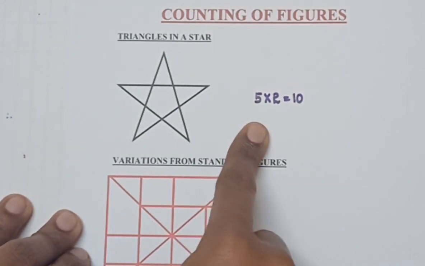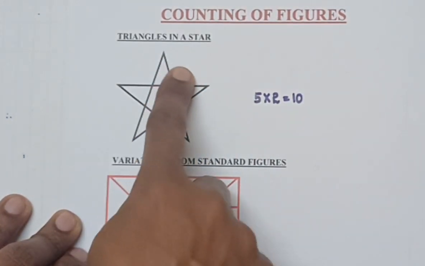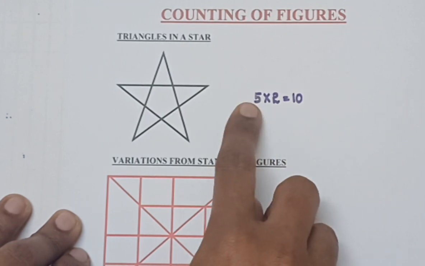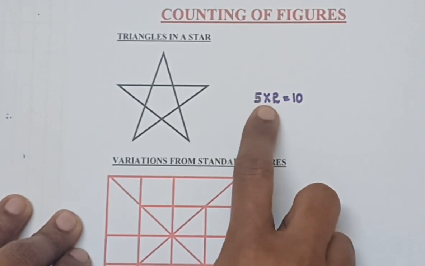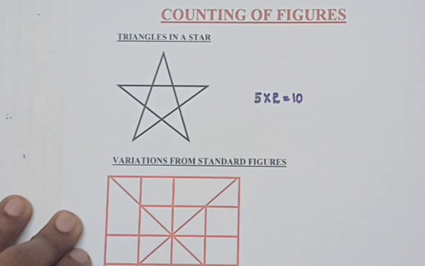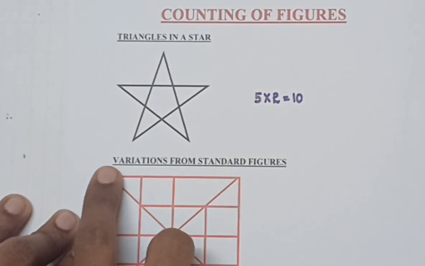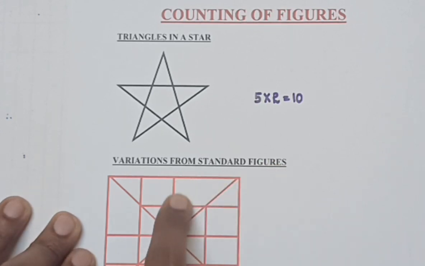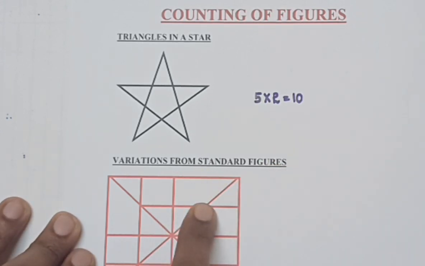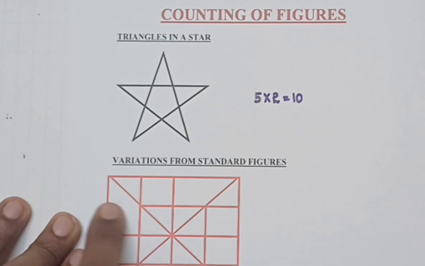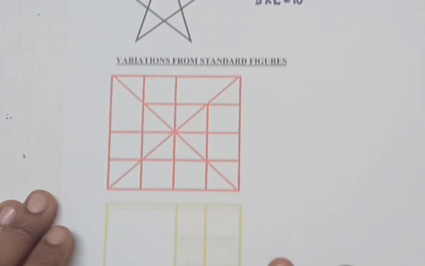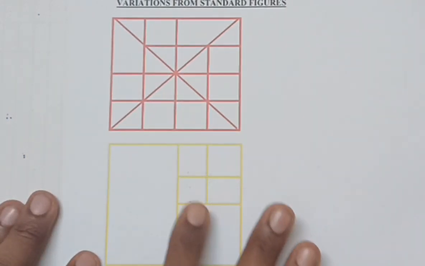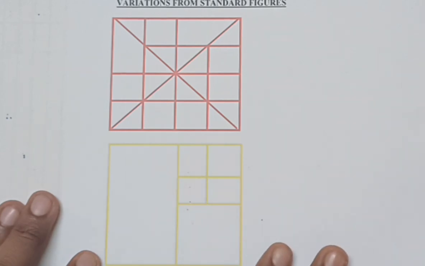Whenever it is asked to calculate the number of triangles in a star generally having 5 legs, then the total number of triangles will be 5 into 2, that is 10. And at the end, let me conclude with the concluding remarks. Whenever there is a variation from standard figures, as shown here, where this line is missing, or like this where this line is missing, or cases like this, in this case you have to count. There are no shortcuts or direct formulas to calculate the number of triangles.